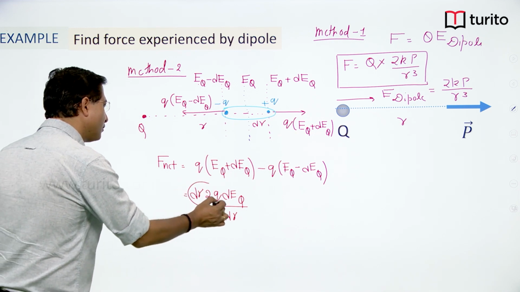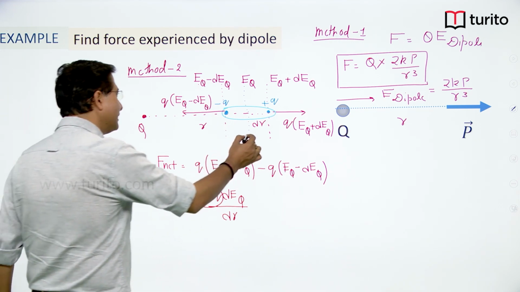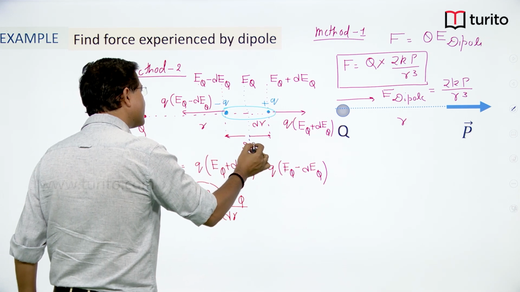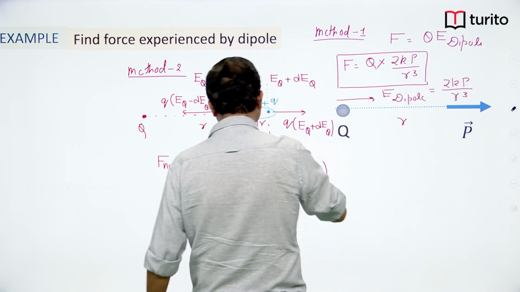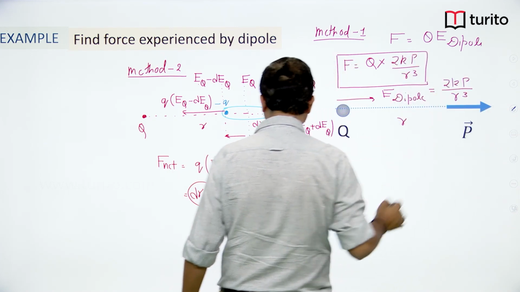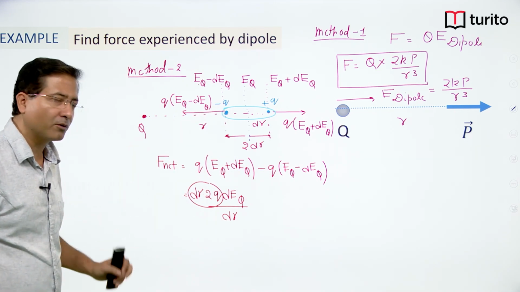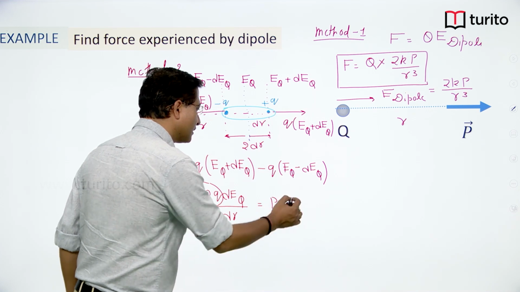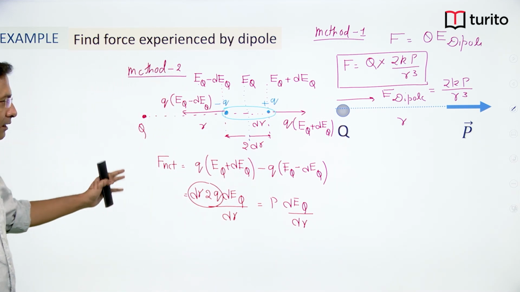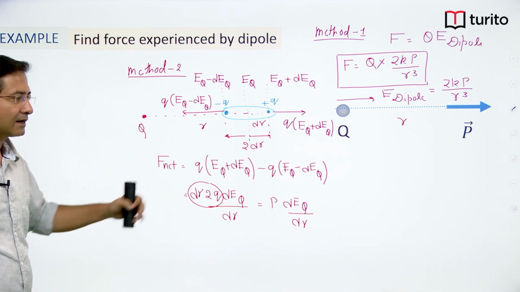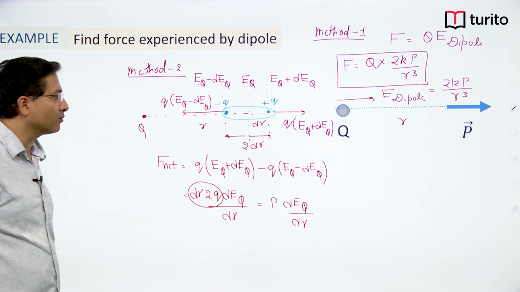this whole term will become the dipole moment. 2 times dr: this side dr, this is dr, so this total distance is 2dr. Charge into separation will give you the dipole moment. So this is nothing but p into dEQ by dr. In the last slide we have seen we can directly write this expression. Here the field is in the x direction, so we can directly differentiate with respect to x and multiply by the dipole moment, and we will get the net force.